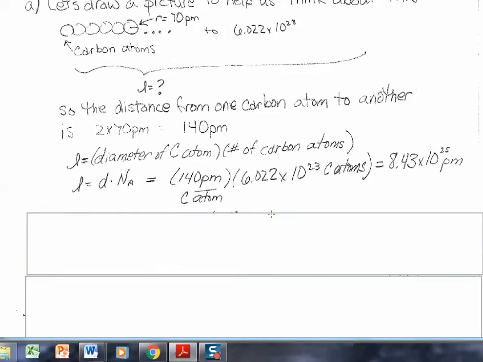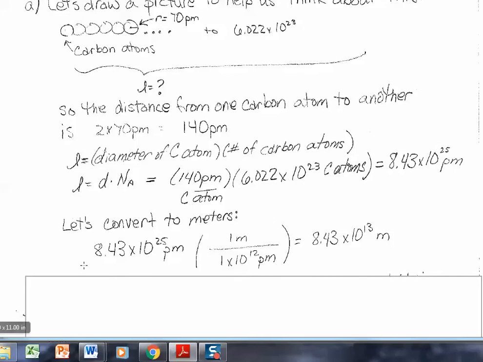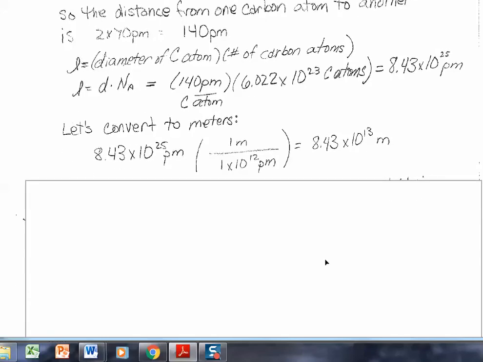Now let's convert that to meters. So we know that there are 1 times 10 to the 12th picometers in 1 meter, or 1 times 10 to the negative 12th meters is 1 picometer. So 8.43 times 10 to the 25th picometers divided by 1 times 10 to the 12th gives us 8.43 times 10 to the 13th meters.